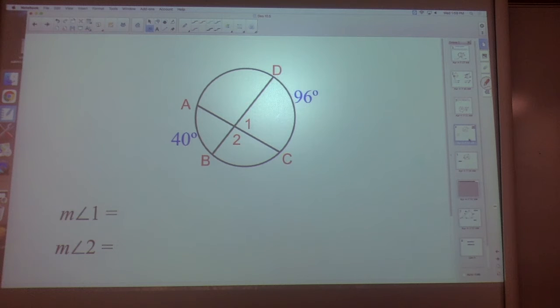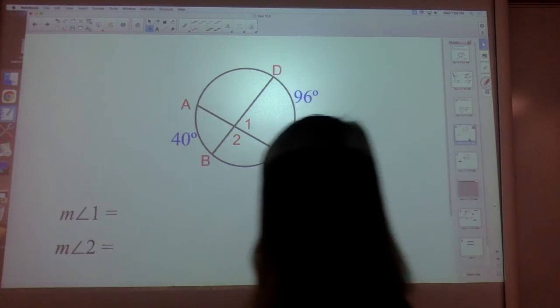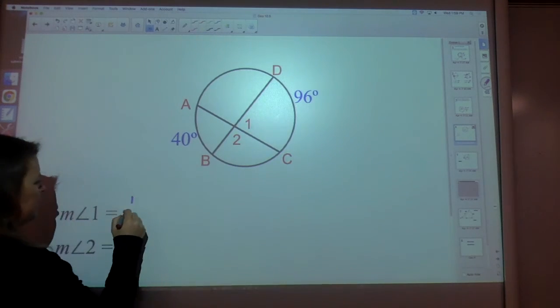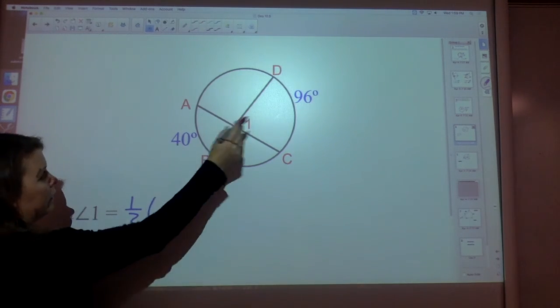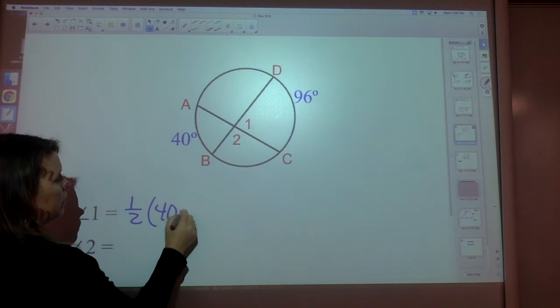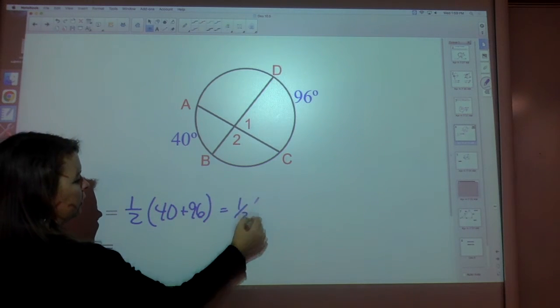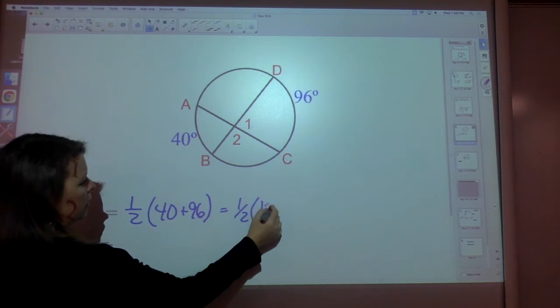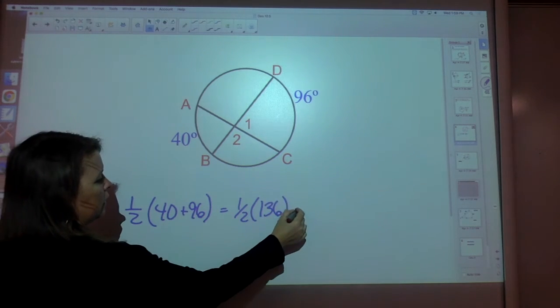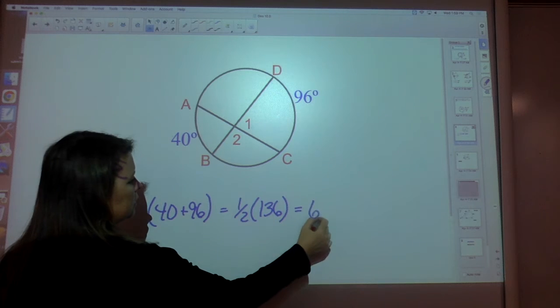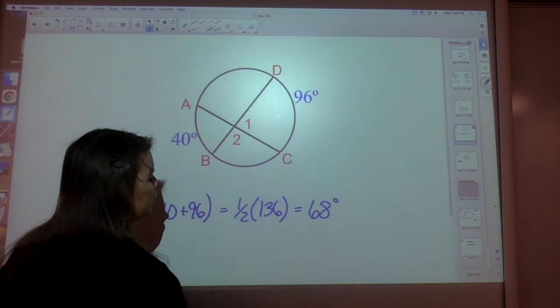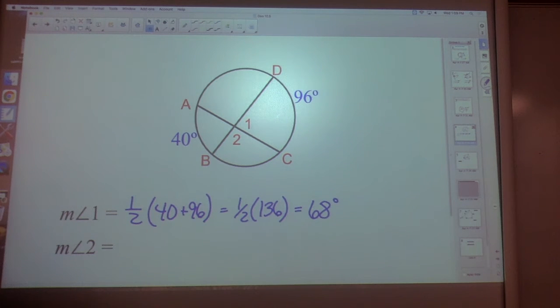It wants to know how big the measure of angle 1 is. The measure of angle 1 is half of its two arcs, 40 plus 96. So half of 136 equals 68 degrees. Don't forget your degree symbol.